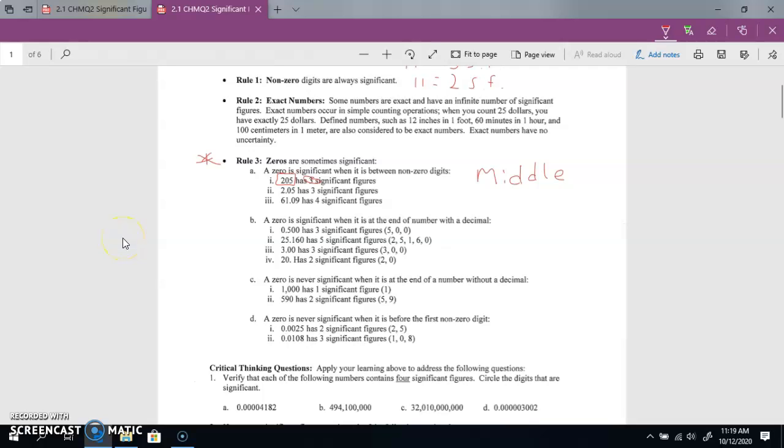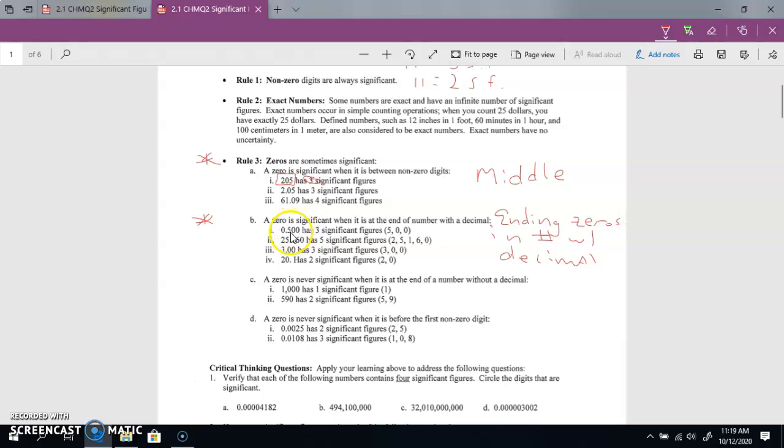Here's rule 3b. 3b, a zero is significant when it's at the end of a number and the number does have a decimal. So this is a rule about ending zeros in a number with a decimal point. And again, as we read right there, a zero is significant when it's at the end of a number that does have a decimal. So for example, this is an ending zero, and this is also an ending zero.